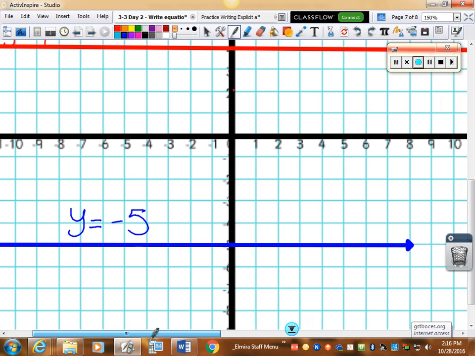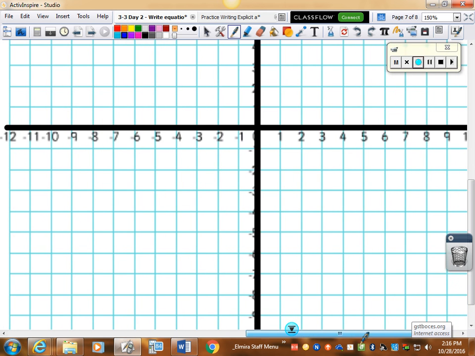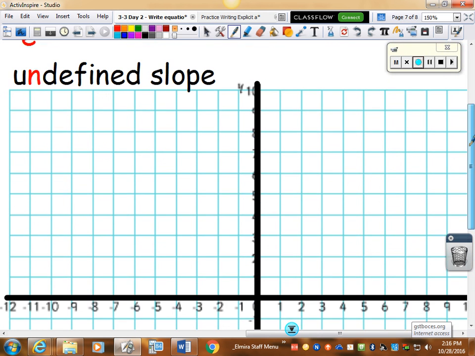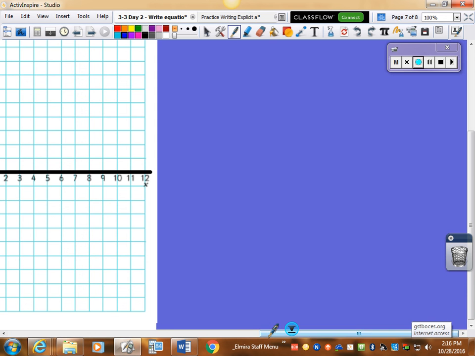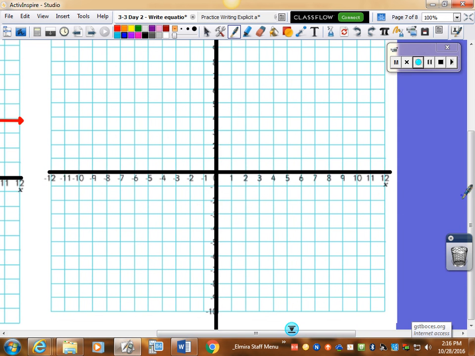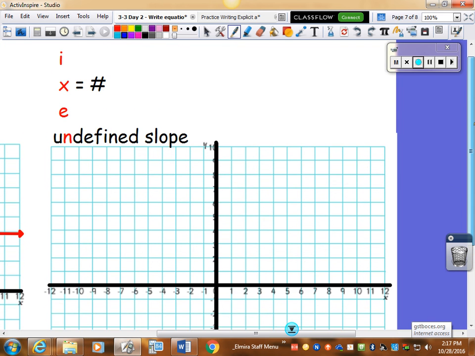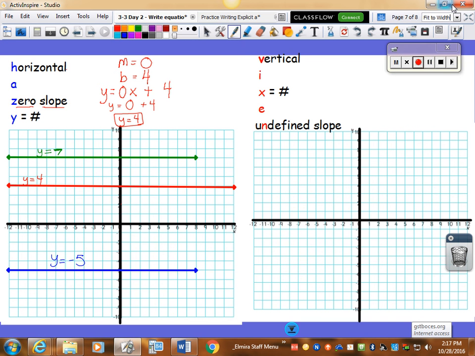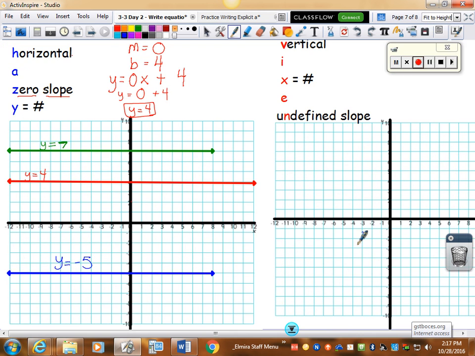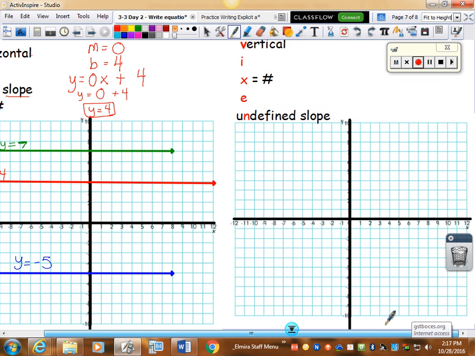Let's talk about vertical lines. Well, I'm going to have to get to it. There we go. Or fit height. There we go. That's a little better. Okay, so let's talk about vertical.